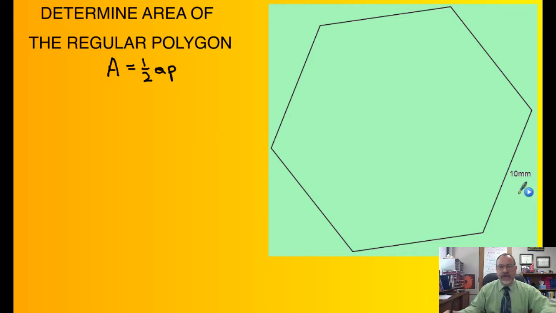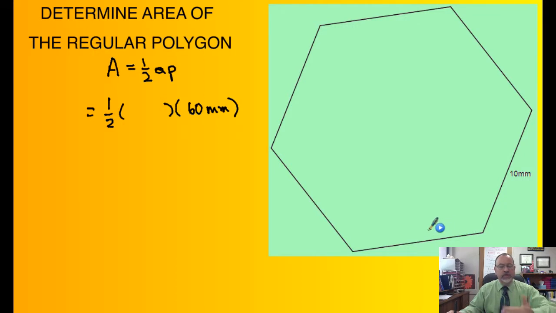The perimeter I can get. They give me the length of one side as 10, so the perimeter would be however many sides I have times this number. So counting the sides, I have 1, 2, 3, 4, 5, 6 sides, so my perimeter is 60. So I have 1/2, the apothem I don't have yet, the perimeter I have as 60 millimeters, so I'm going to have to figure out the apothem.